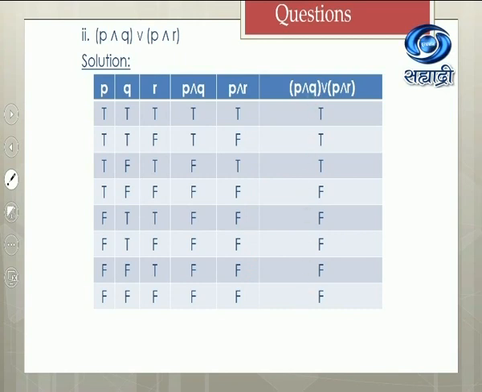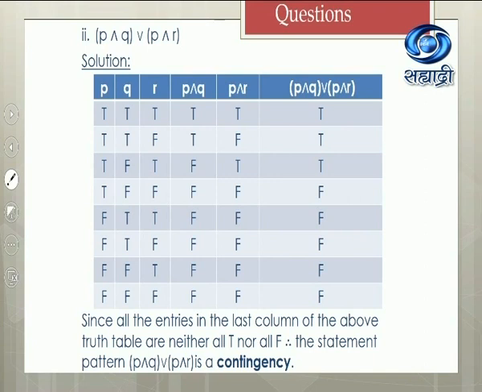Now we want the last column, P and Q or P and R. So for these 2 columns we are going to do OR in between them. If one is true, then it becomes true. So true or true is true, true or false is true, false or true is true, false or false is false, false or false is false, false or false is false, false or false is false, and false or false is false. Now here you can see that both entries are there, true also and false also. So since all the entries in the last column of the above truth table are neither all true nor all false, therefore the statement pattern is a contingency.